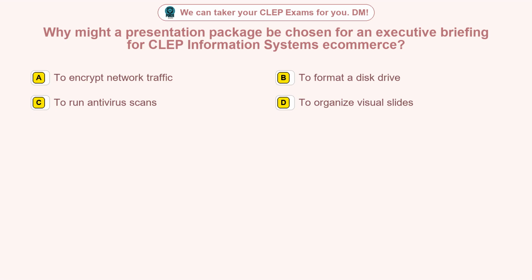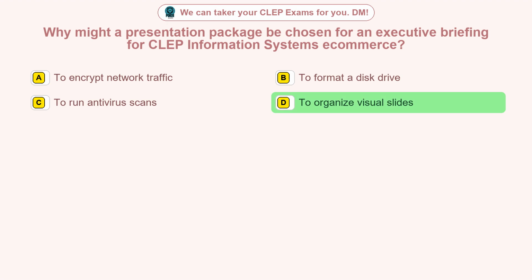Question 3. Why might a presentation package be chosen for an executive briefing for CLEP Information Systems Ecommerce? Option A. To encrypt network traffic. Option B. To format a disk drive. Option C. To run antivirus scans. Option D. To organize visual slides. The correct answer is option D.